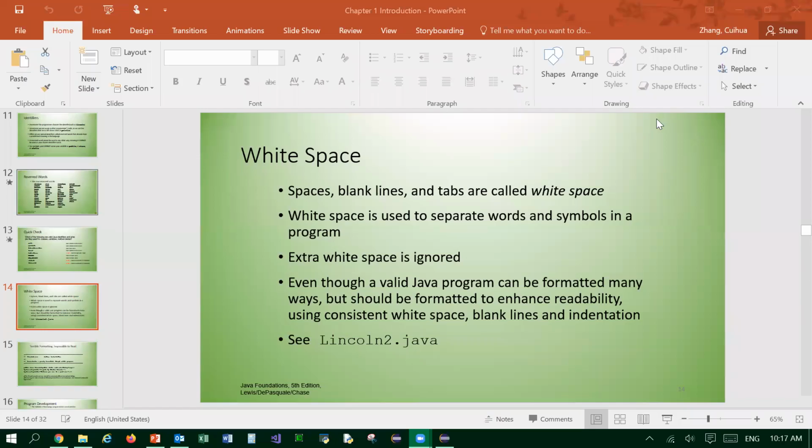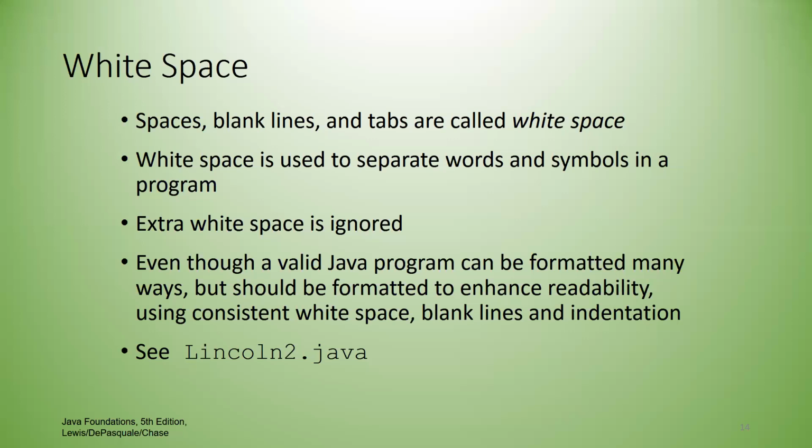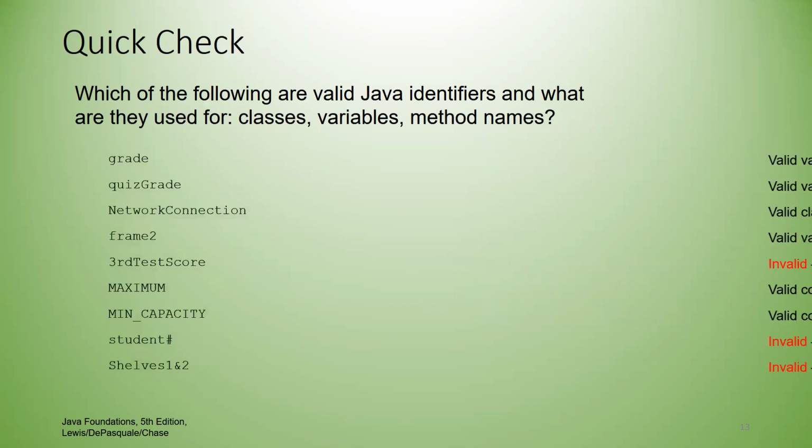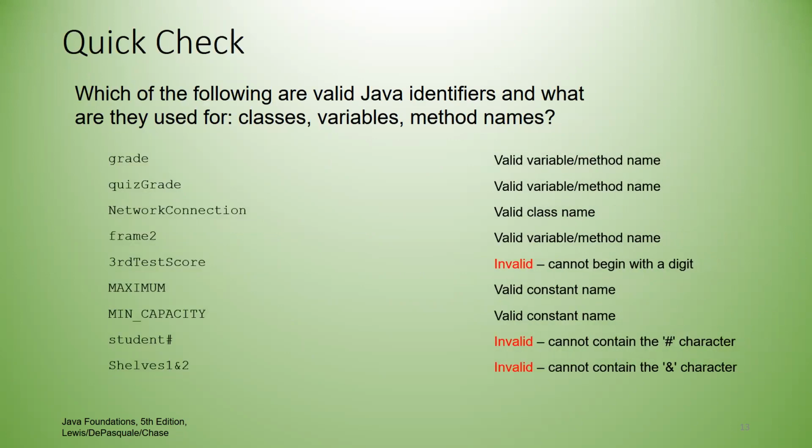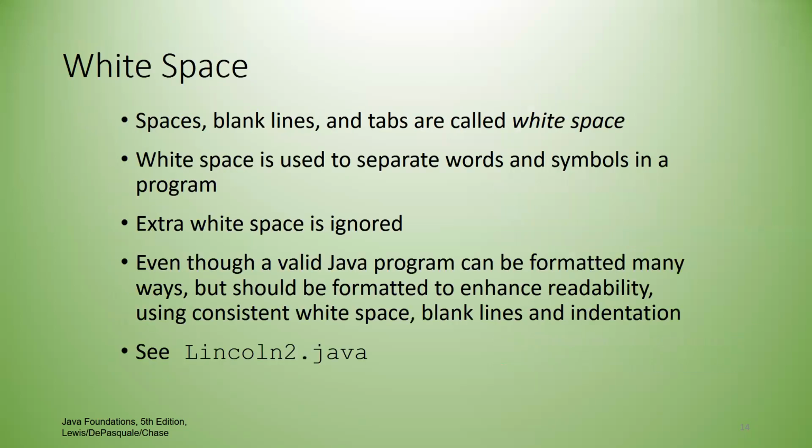Okay, so now we will talk about this. If you have questions, just let me know. Okay, valid identifiers. That means you cannot have a space in it. You cannot start with a digit. You cannot use special symbols. You can only use underscore and letters and digits, but you cannot start with a digit. Okay, those are the rules.